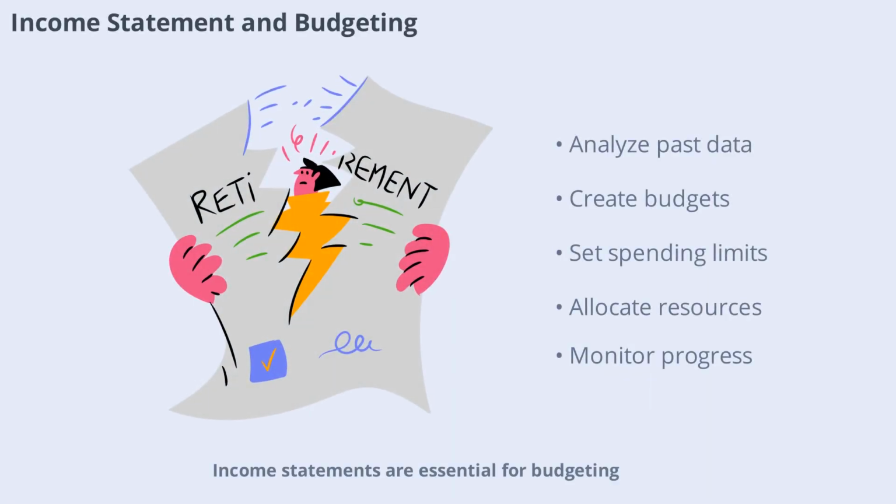Income statements are essential for budgeting. By analyzing past revenues and expenses, you can create realistic budgets for future periods. Use your income statement to set spending limits, allocate resources, and monitor progress. Regularly compare actual results to your budget to stay on track and adjust as needed.